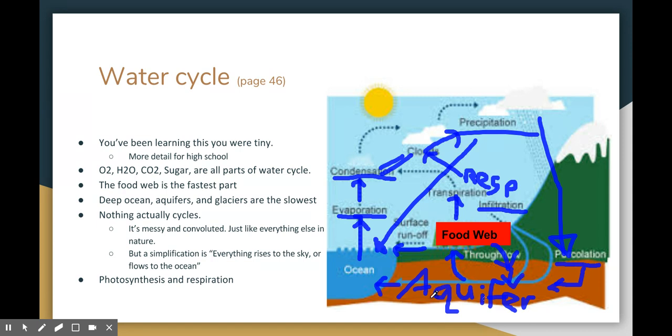But rule of thumb, everything goes up to the sky. Transpiration, respiration, evaporation, all hits the atmosphere. And if it's on the ground, it's moving towards an ocean. Or it goes up again into the sky.